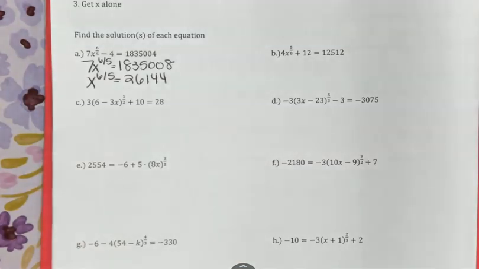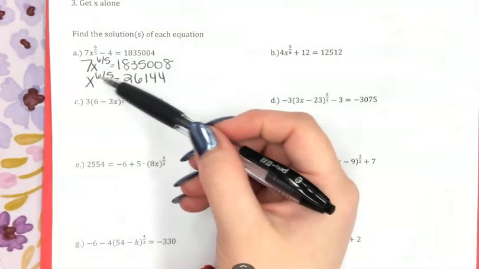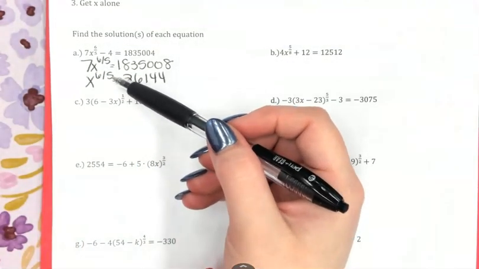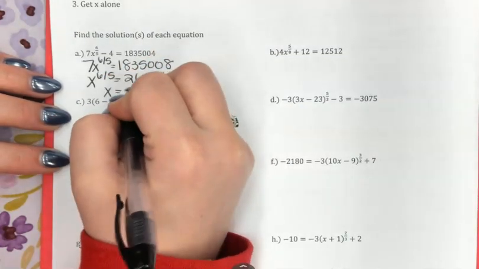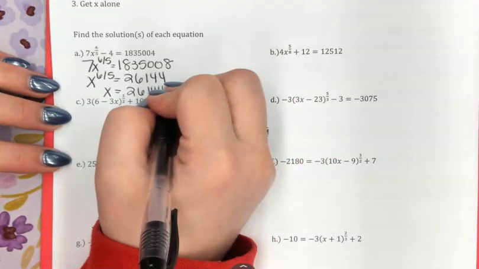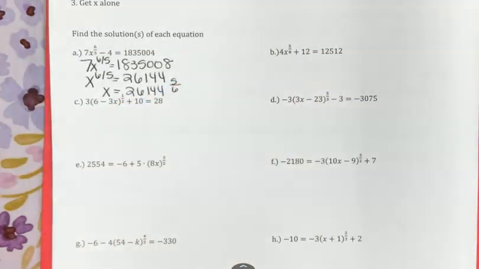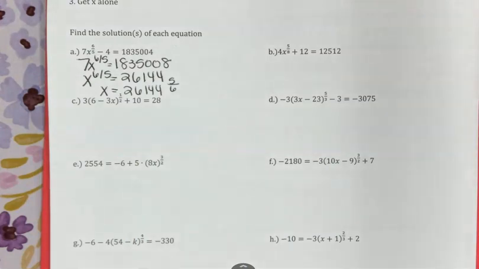So my base is by itself, and I'm ready to get rid of my exponent. I'm going to do that by raising both sides to my reciprocal. So 6 over 5 upside down is to the 5 over 6. So that's going to look like 26,144 to the 5/6 power. And you're just going to leave it like that because I don't expect you to know the 6th root of that number and then to be able to raise that to the 5th power without a calculator. So you're just going to leave your answer in that format.